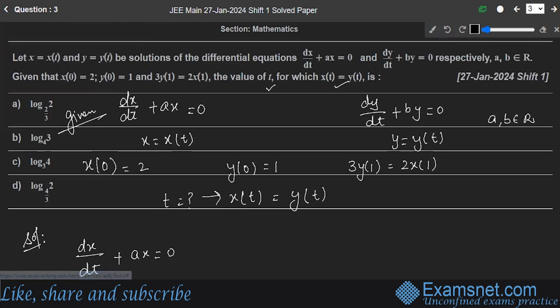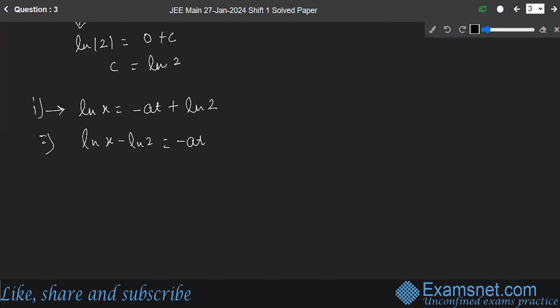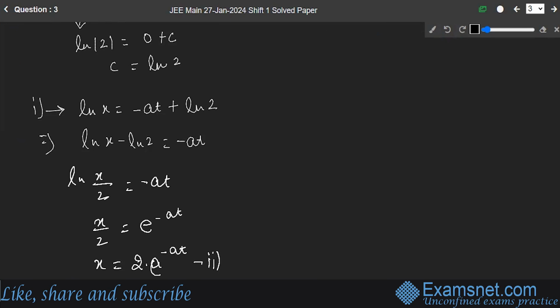You will have log of x minus 2, this will be x by 2. This is equal to minus 80, or x by 2 will be e raised to power minus 80, or x will be equal to 2 into e raised to power minus 80. Okay. Now let's say this is equation 2.